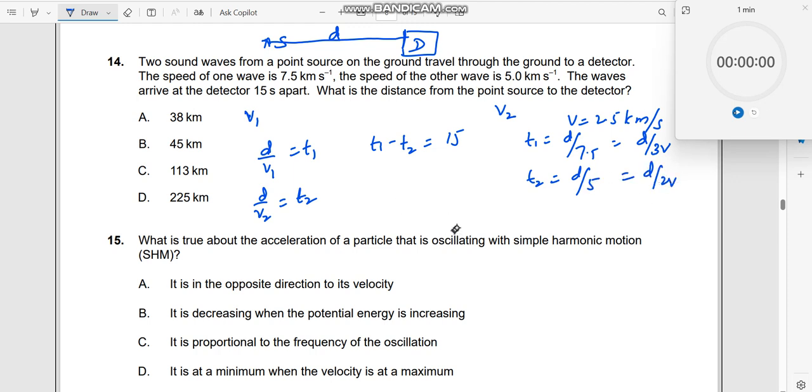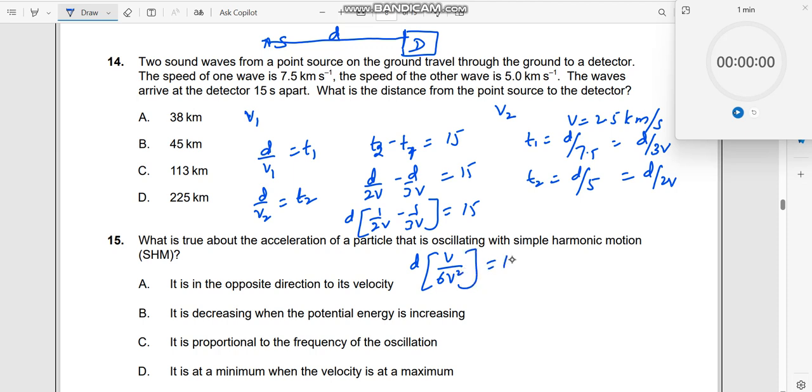What I should actually take is not t1 minus t2, it is t2 minus t1, because time cannot be negative. So this should be d by 2v minus d by 3v is equal to 15. d into 1 by 2v minus 1 by 3v is equal to 15. Let us solve this. If I take the LCM, this will be 3v minus 2v, which will be v, so it should be d into v divided by 6v square is equal to 15. Cross multiplying, the v and v square simplify. In other words, d should be equal to 6v into 15.